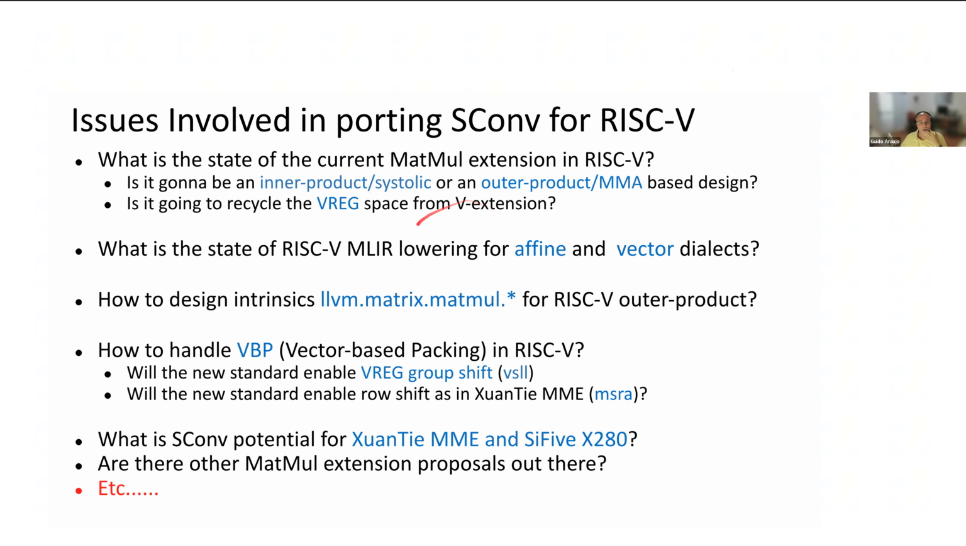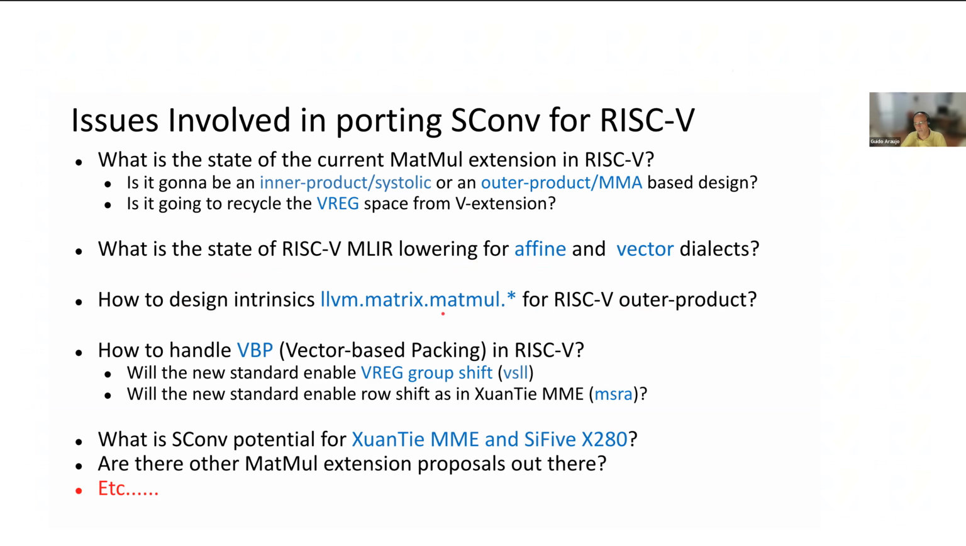The next question is, what is the state of RISC-V MLIR lowering? We trust the affine dialect and the vector dialect to do parts of the lowering towards LLVM, but it's not clear to me if these things are being explored in a RISC-V LLVM MLIR toolchain. The other point is how to design intrinsics for RISC-V for the outer product.